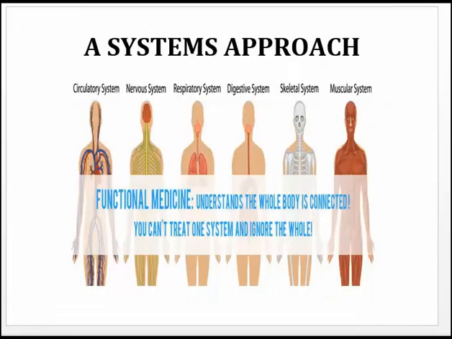A systems approach is really understanding that the whole body is connected. You can't treat one system and ignore the whole. So we have the circulatory system, that's going to be dealt with by the cardiologist, the nervous system by the neurologist, and so forth. And so we have all these specialties, which are great, because conventional medicine is awesome if there is an acute illness or injury and we really need a specialist in these particular fields.